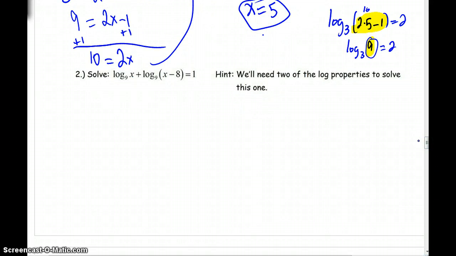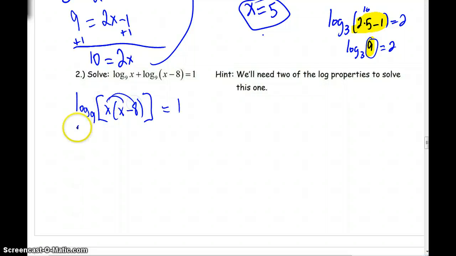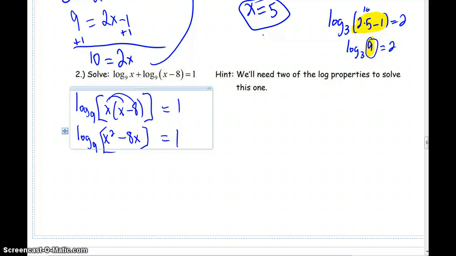Number 2, we had the properties of logs the other day, that if logs are added, you may combine them into one log by multiplying the inside parts. Very important property. And distributing this inside part, x times x is x squared, x times a minus 8 is a minus 8x. Well, now what? Well, we have to ask that very important question at the bottom of our box. Either we'll have 2 logs equal to each other, or a log equals a number. Well, look at the right hand side. It's simply the number 1. So what do we have to do?